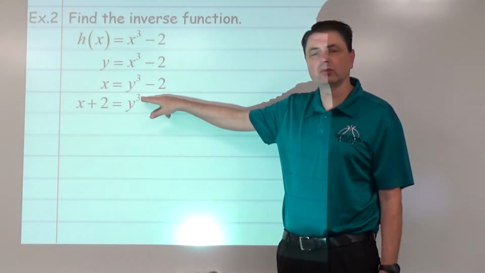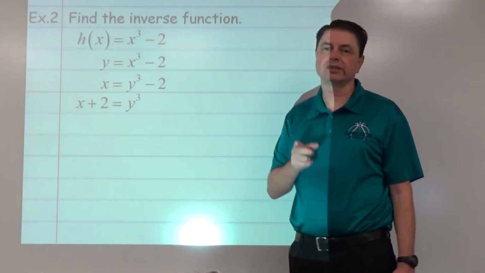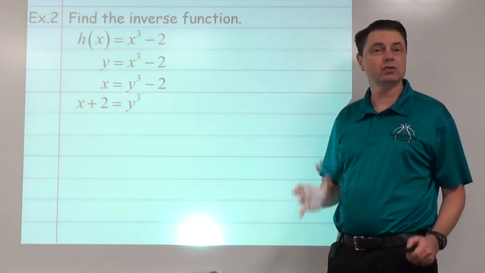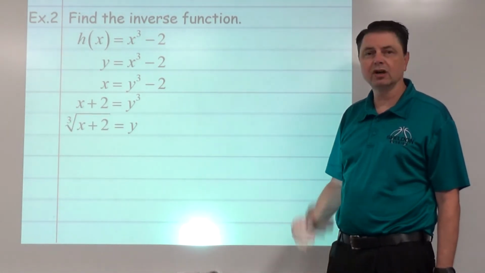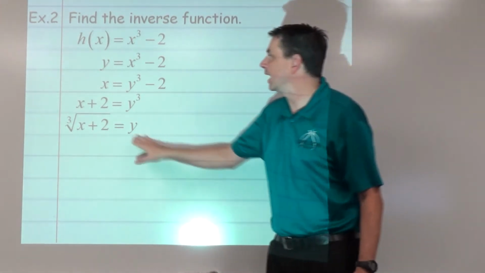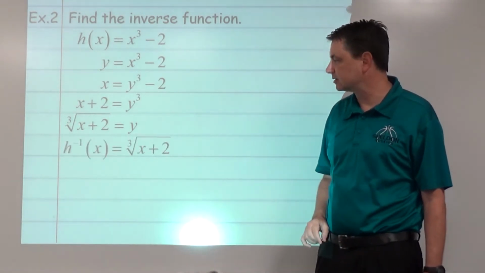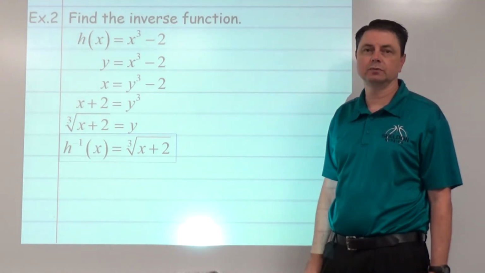Now, how do we get rid of the exponent? How do we undo cubing? Let's take a root. Let's take the cube root on both sides. Since it's an odd root, no need for plus or minus. There we go. We've got the cube root of both sides. And now we can rewrite it back into function notation. H inverse of x is equal to the cube root of the sum x plus 2.